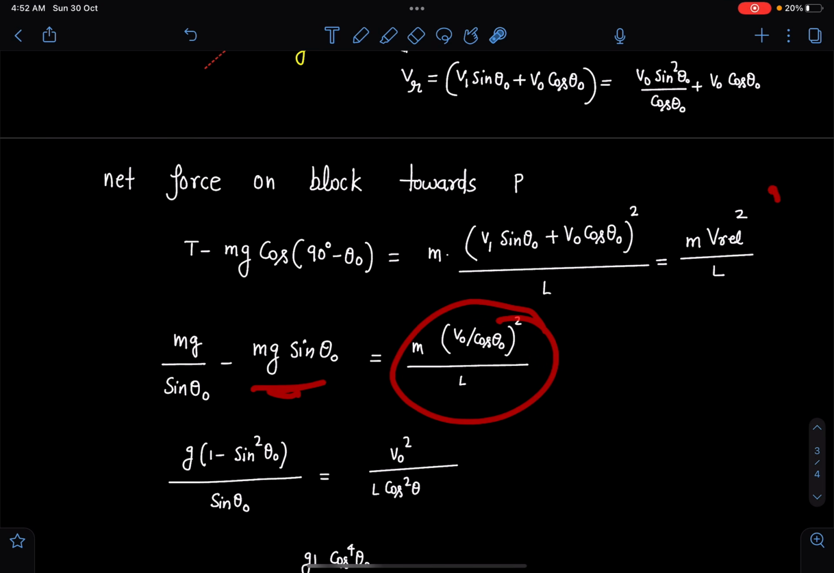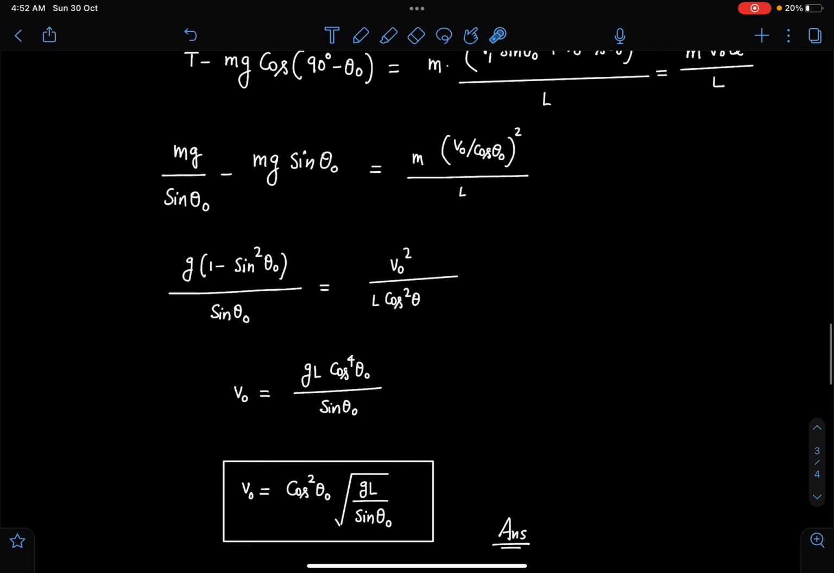You can substitute the value of V relative. Once you simplify, you will get the V0 value in terms of theta and gL. If you simplify this, this will become cos square theta, cos to the power 4 theta. I should have written this V0 square. All right, so V naught square is equal to gL cos to the power 4 theta naught by sin theta naught, and this is going to be the final answer for us.